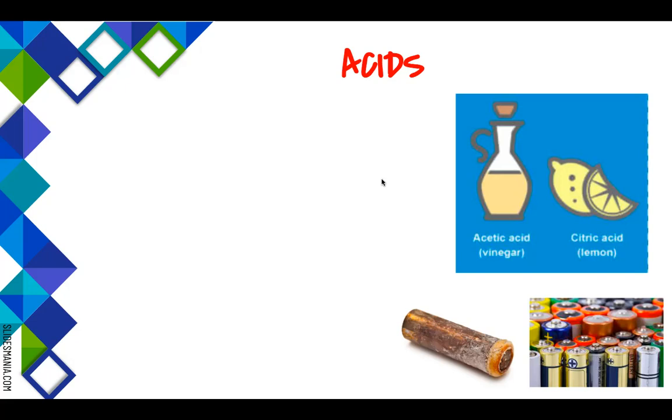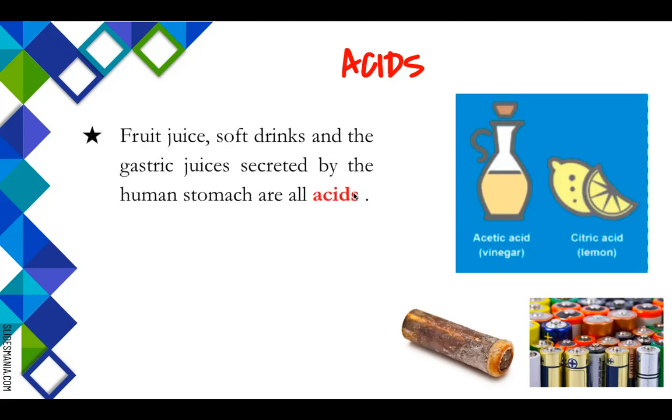And your batteries have acid within them. So, fruit juice, soft drinks, and the gastric juices secreted by the human stomach are all acids. So, within your stomach, you have acids, and these acids are what help your body break down the food that you've ingested. They can be identified by their sour taste. So acids have a sour taste. Don't ever taste batteries, okay? But acetic acid or vinegar, citric acid, you can taste that it's sour.